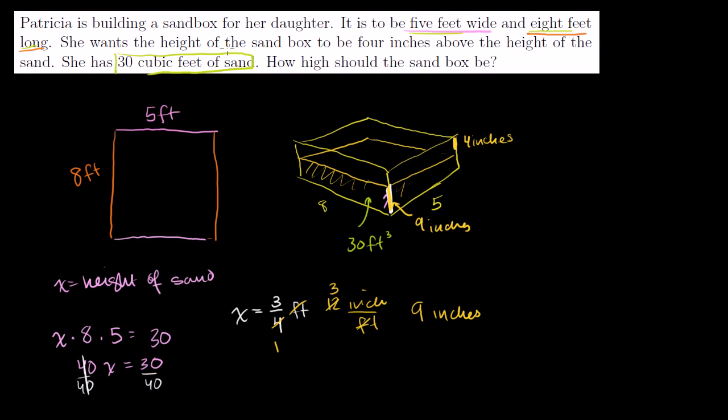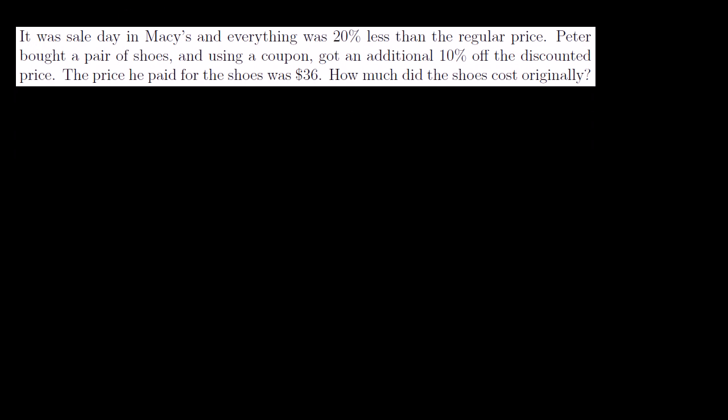Now, she wants the height of the sandbox to be 4 inches above the height of the sand. So this is 9 inches. She wants 4 more inches. So what she wants, the height of the sandbox, should be the 9 inches of the height of the sand plus 4, which is equal to 13 inches. And we are done. Let's do the next problem.